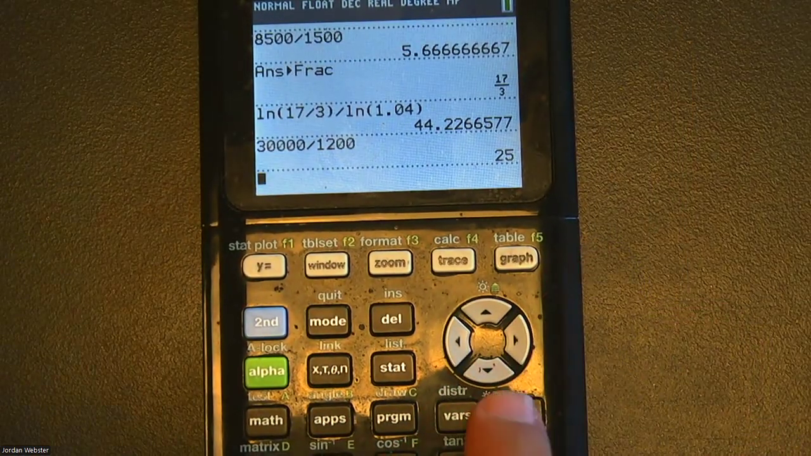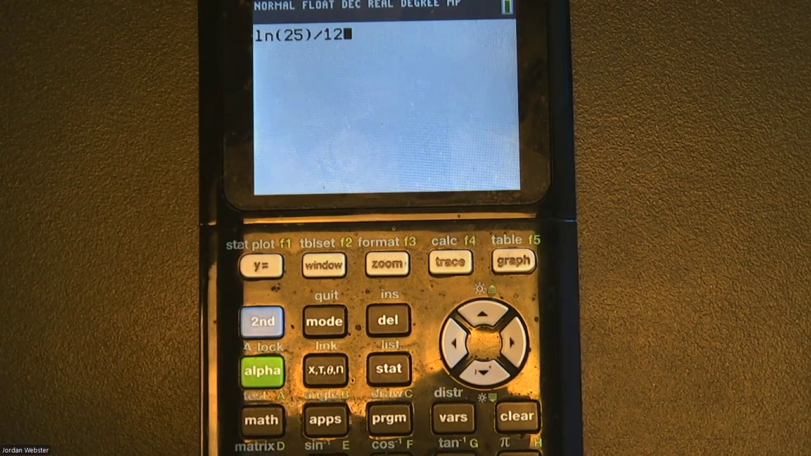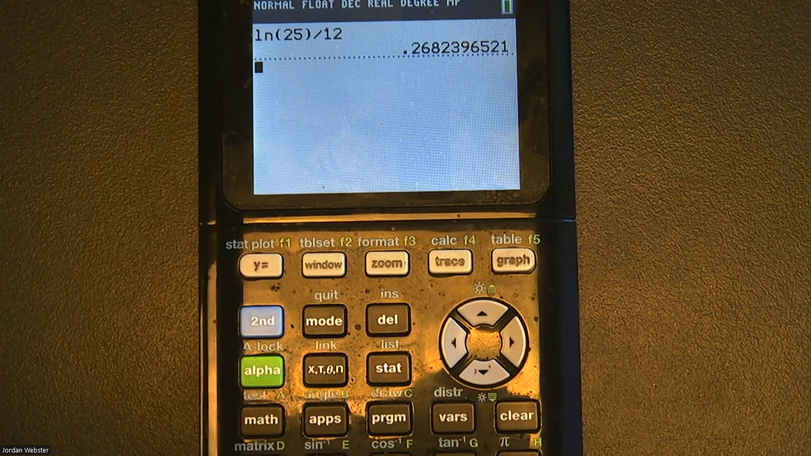Like I said, when I do that on my calculator, a lot of times I'll do natural log of 25 and divide it by the 12 first, and then hit enter. And then divide that whole thing by the natural log of 1 plus 0.04 over 12. Does that make sense? Because you need to have both of those in the denominator.